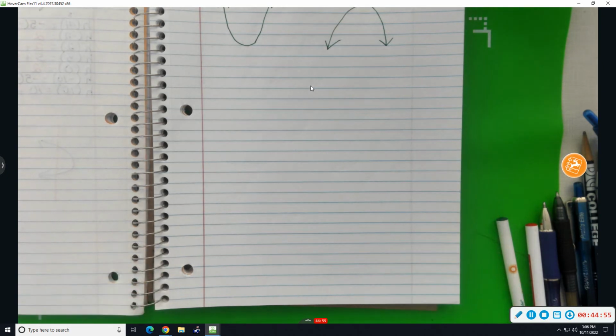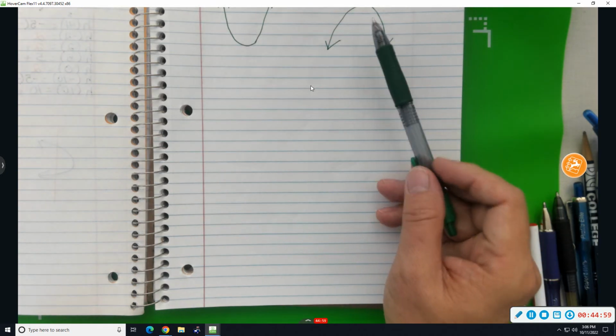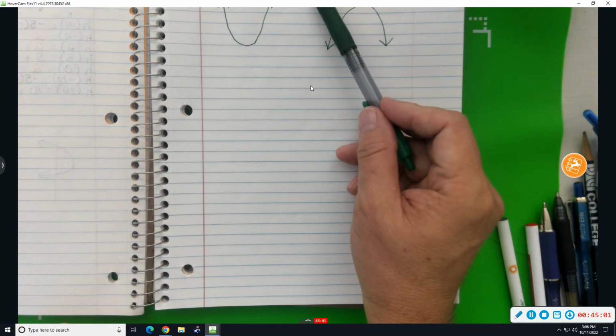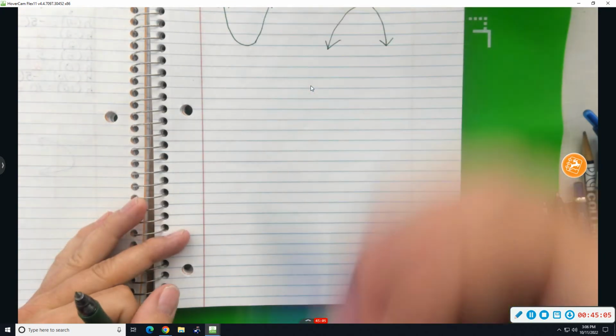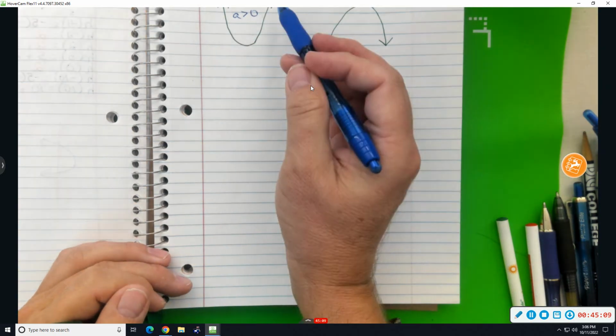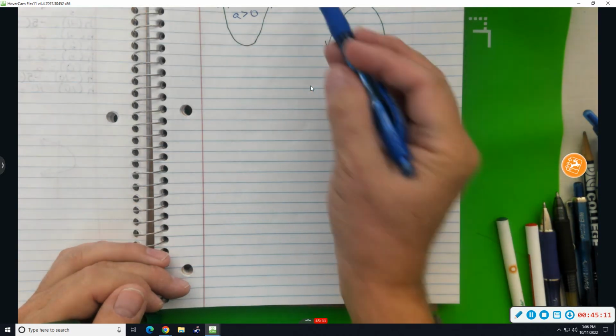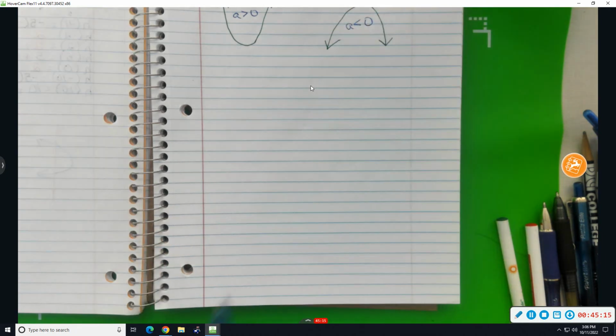Whether a parabola is opening upward or downward is determined by the leading coefficient. If the a value, the number in front of x squared, is positive, we expect the parabola to open upward. If the a value is negative, we expect the parabola to open downward. That's only for a. The a value will tell you whether it's opening upward or downward.